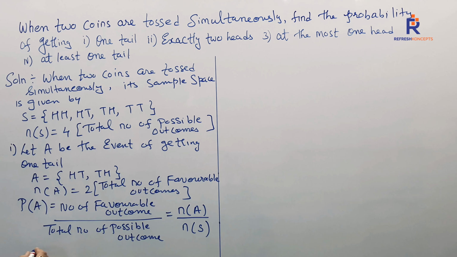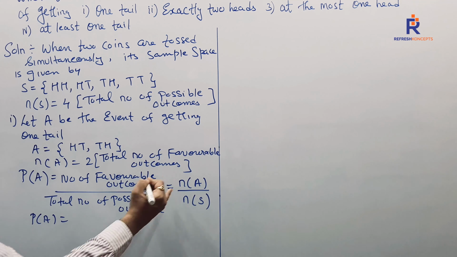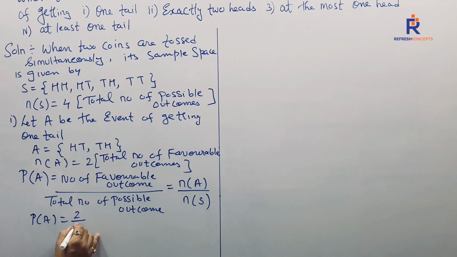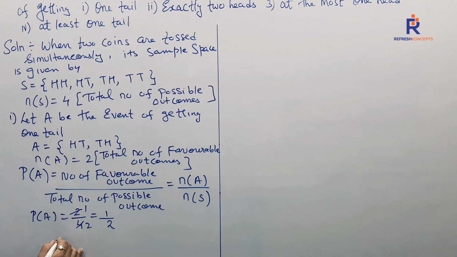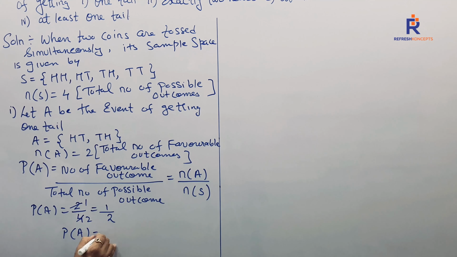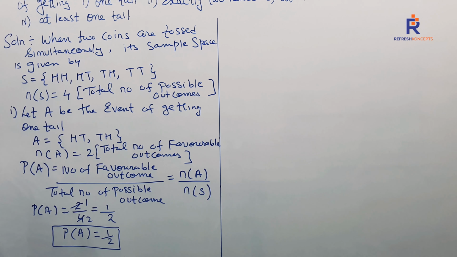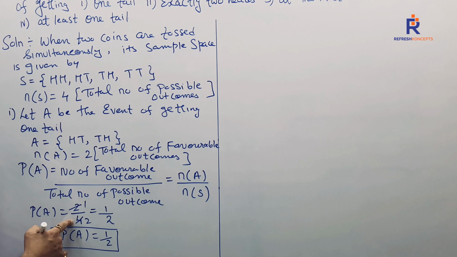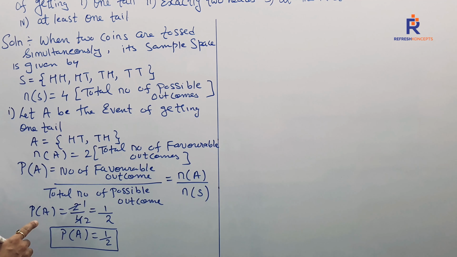So here, probability of A is n of A upon n of S. How much is n of A, children? 2 upon n of S, and n of S is 4. The answer is going to be 1 by 2. So the probability of event A is 1 by 2. Children, one thing should be kept in mind: whenever we have a fraction which can be reduced, we have to reduce that particular fraction.